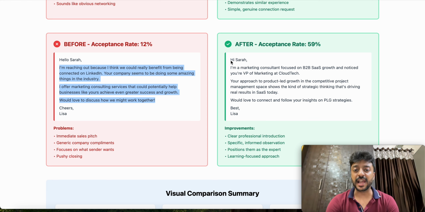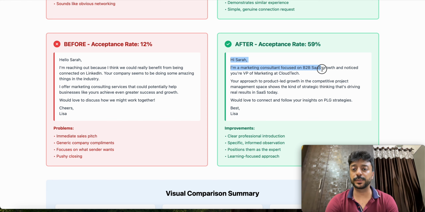But when you tweak this message: hi Sarah, I'm a marketing consultant focused on B2B SaaS growth and noticed you are VP of marketing at CloudTech. Your approach to product-led growth in the competitive project management space shows the kind of strategic thinking that is driving real results in SaaS today.